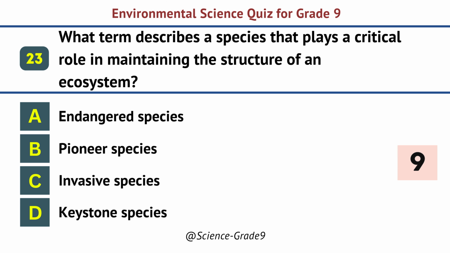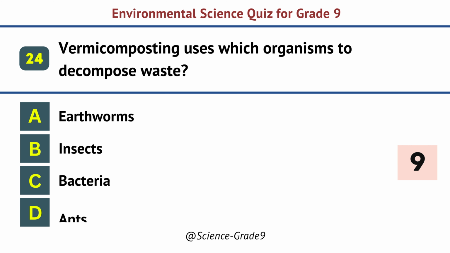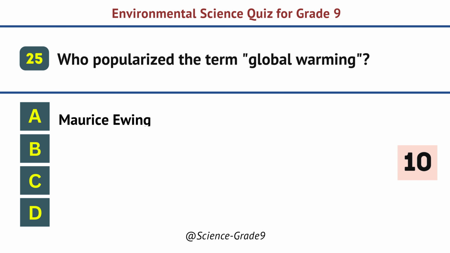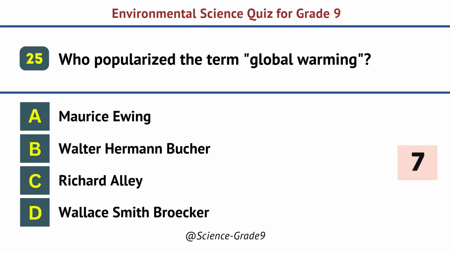What term describes a species that plays a critical role in maintaining the structure of an ecosystem? Keystone species. Vermicomposting uses which organisms to decompose waste? Earthworms. Who popularized the term global warming? Wallace Smith Broecker.